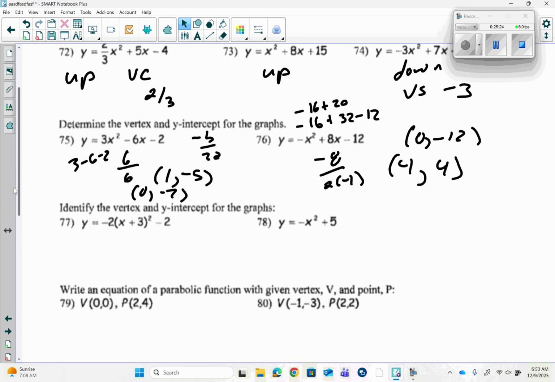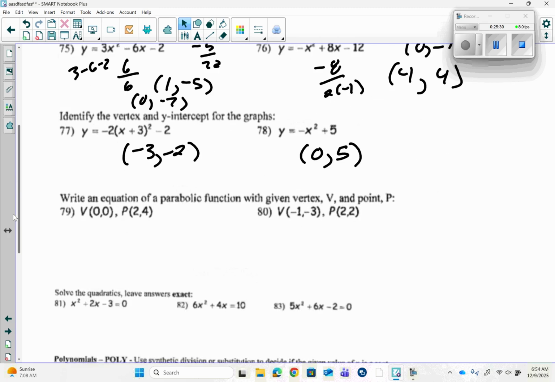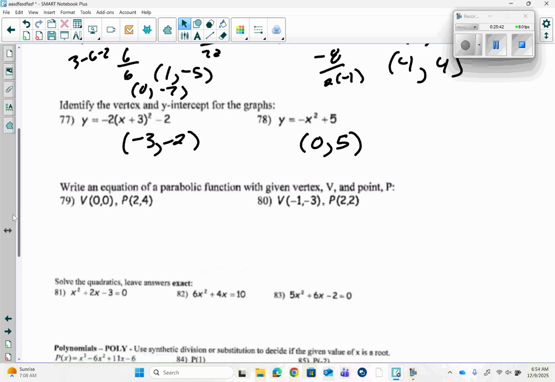Identify the vertex of this one. So it's in vertex form, so it's opposite when it comes out, same there. The vertex here is not going to shift right or left. It's going to be just 0, 5. Write the equation of the parabola, vertex, and the point. I don't see these being on the final, so we're going to skip those.